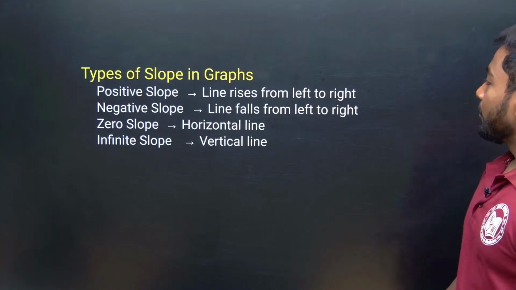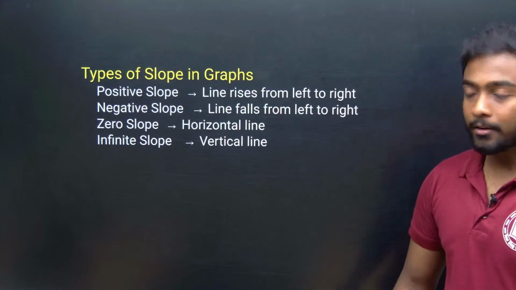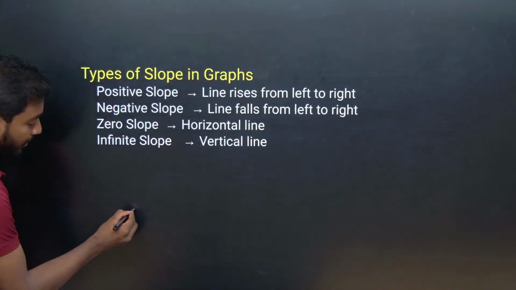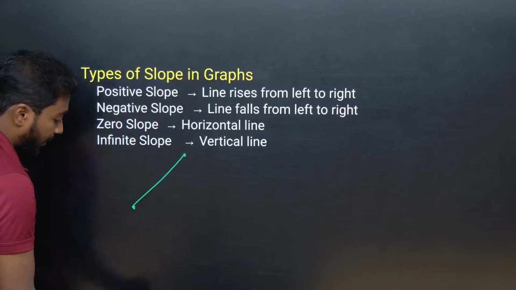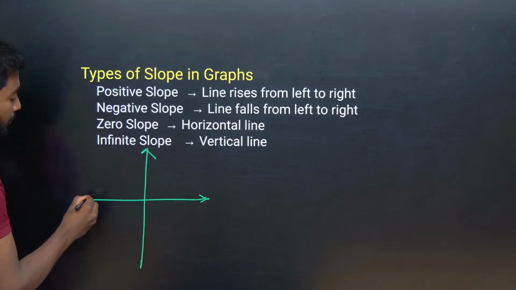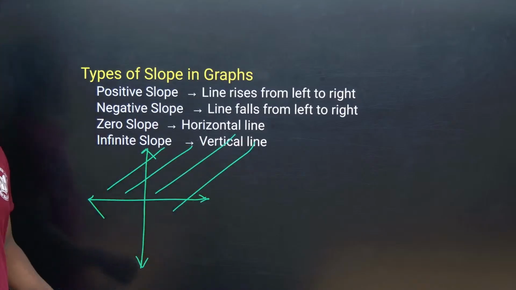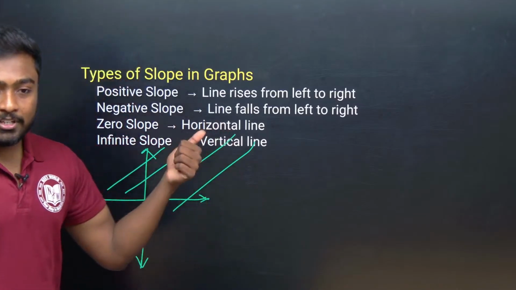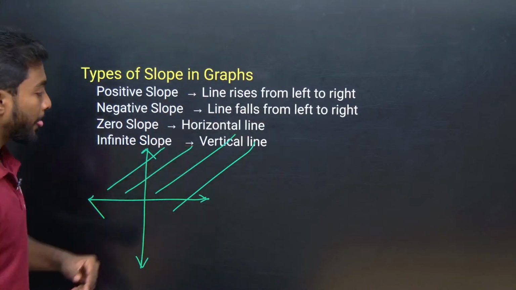Now the types of slope. We have seen that it is positive, negative, 0 and infinite. A line rises from left to right, a rising line. Say this is the graph. If a line rises from left to right like this, we say it is a positive slope. By simply seeing the graphs, we should determine whether it is positive or negative. So if a line rises from left to right, it is a positive slope.